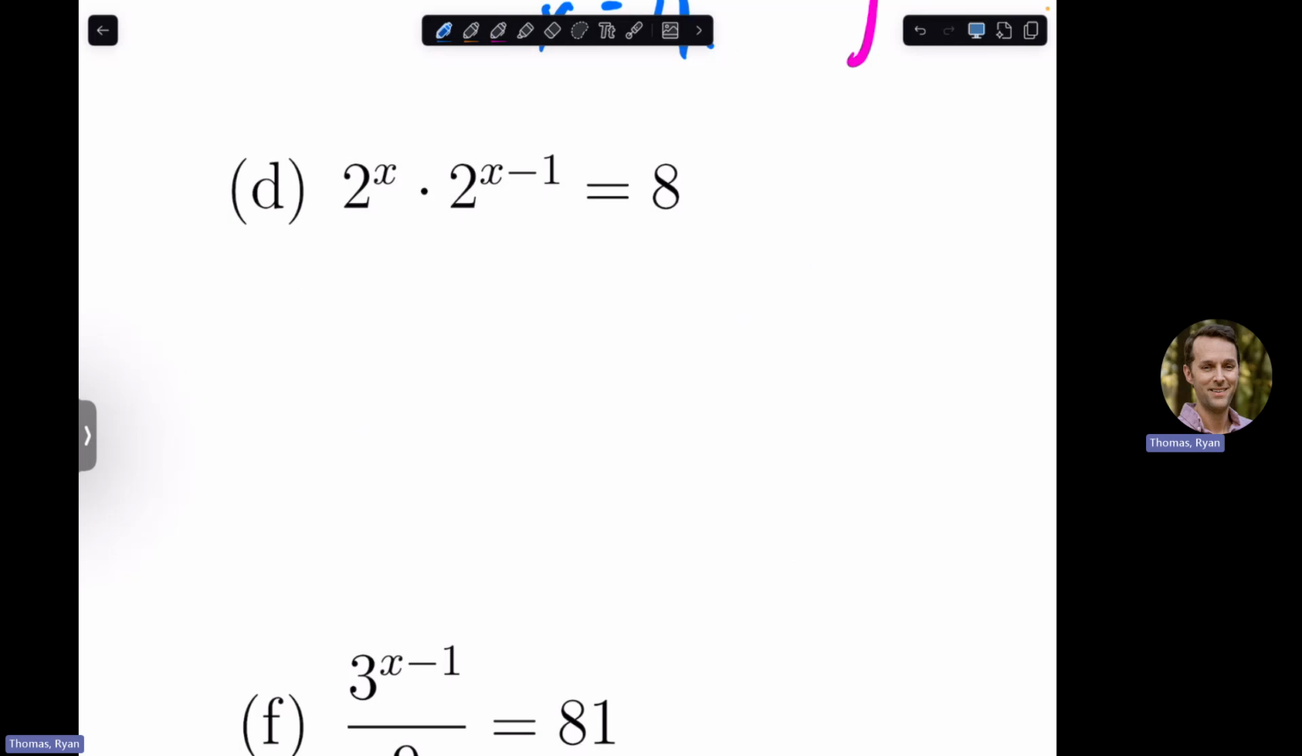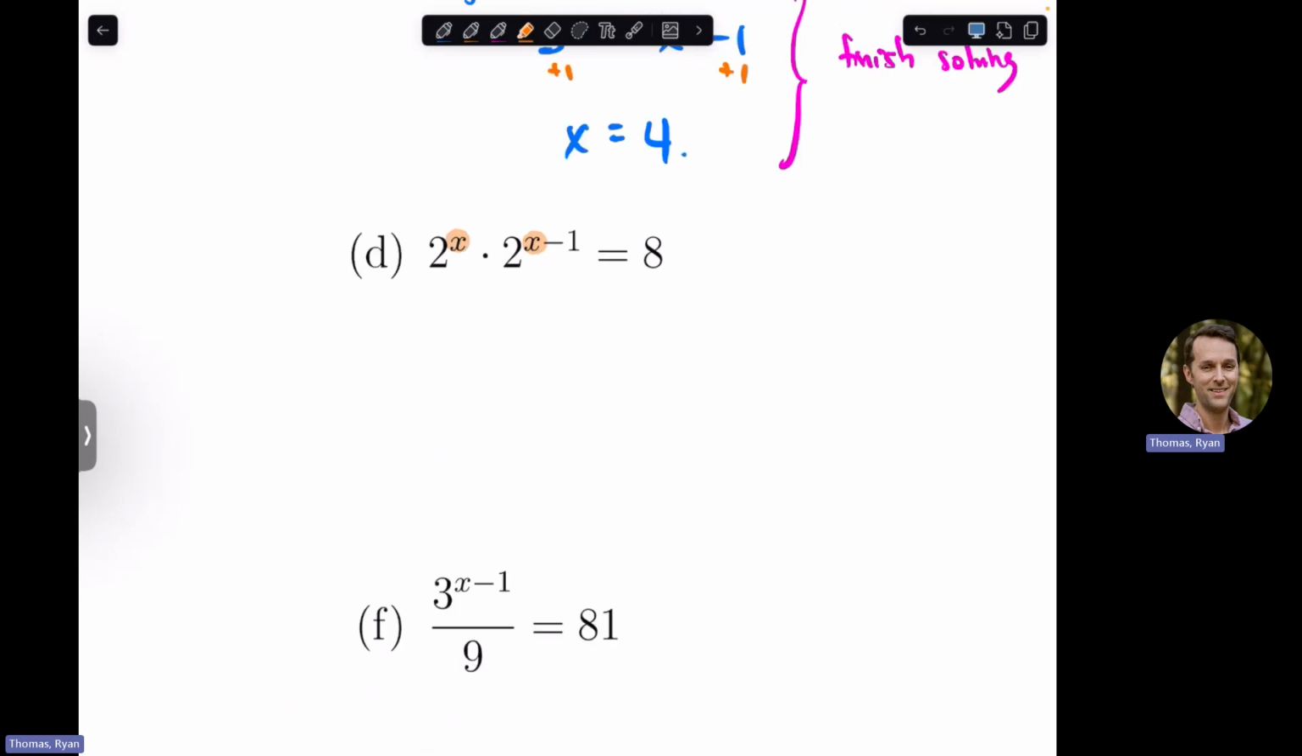All right. Y'all take a minute, think about part D there. What's different here? There are 2 separate exponentials, right? 2 to the x and 2 to the x minus 1. They both have a variable in them, which means I have to treat them as though they're variable things, right?